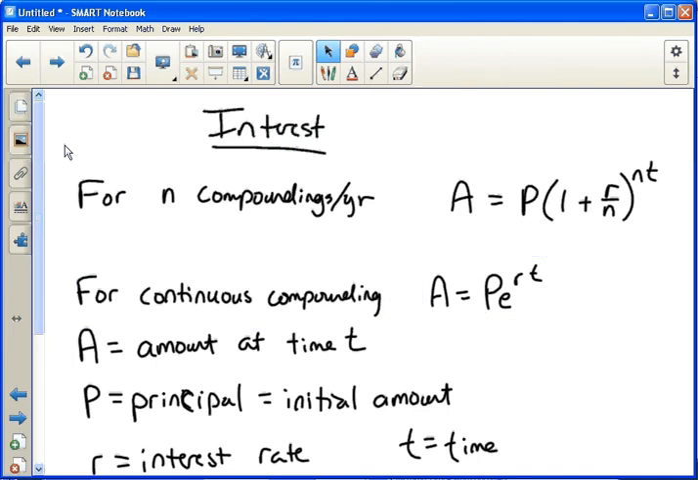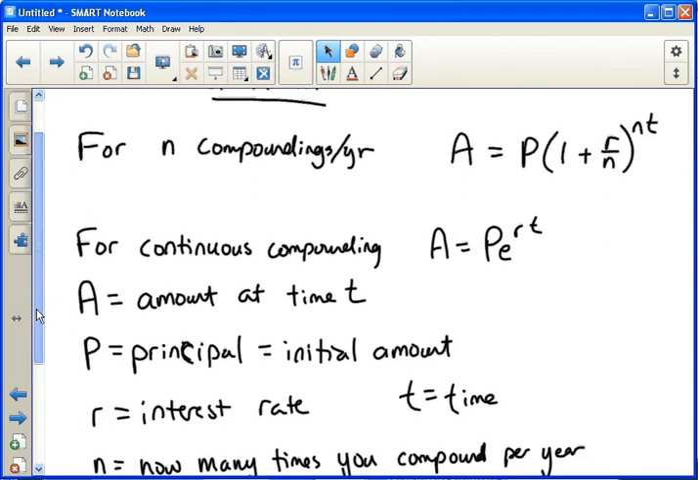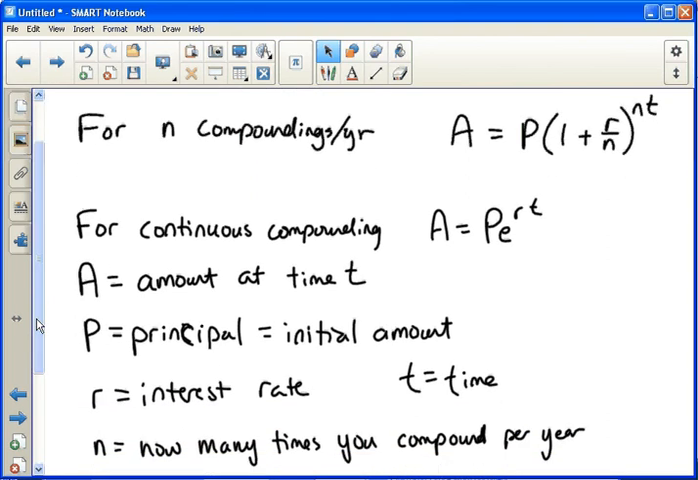In both of these equations, A is the amount of money at time t. For example, if we plugged in 3 for t, saying we want to know how much we'd have in 3 years, A would be how much we'd have in 3 years. Whatever you plug in for t, for time, A gives you the amount you'd have at that time.